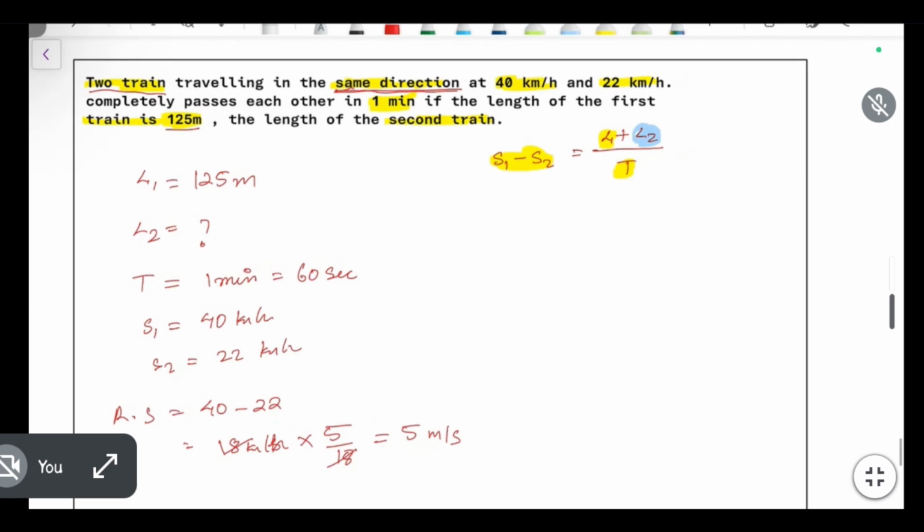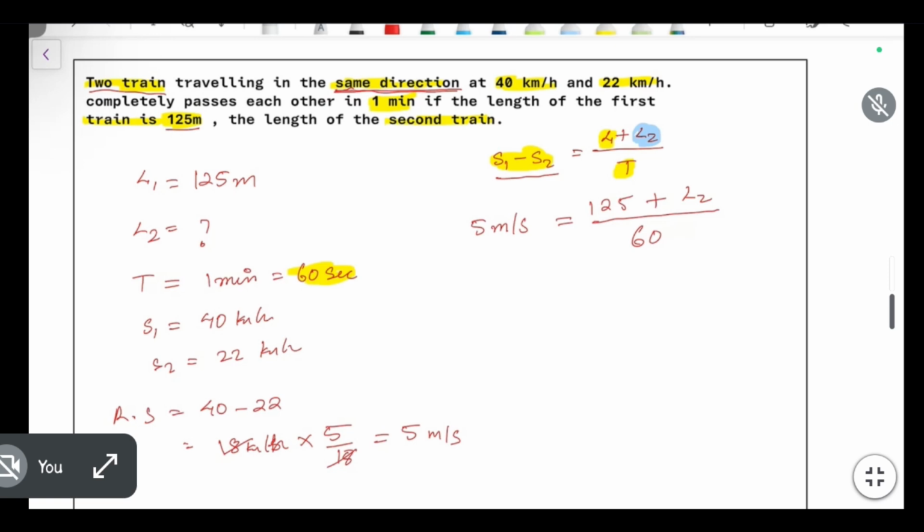We have this relative speed, s1 minus s2, which is 5 meter per second. The length of the first train is 125, and we don't know the length of the second train, so I'll just call it L2. And the time here is 60 seconds. Earlier it was 1 minute, but we need our answer in terms of meter per second. That's the reason I converted it to 60 seconds.